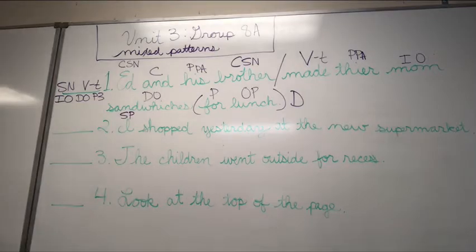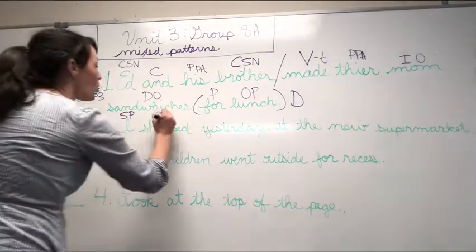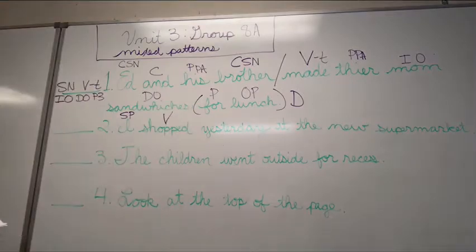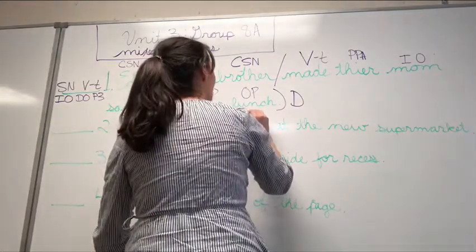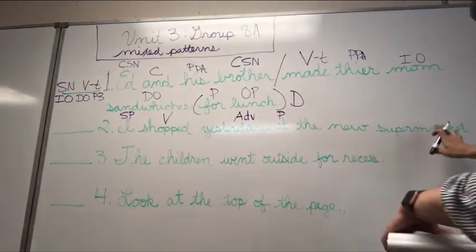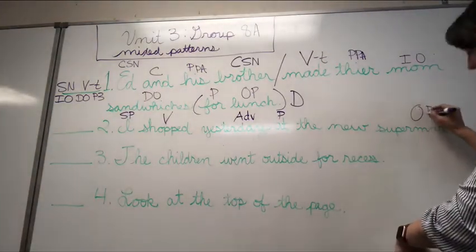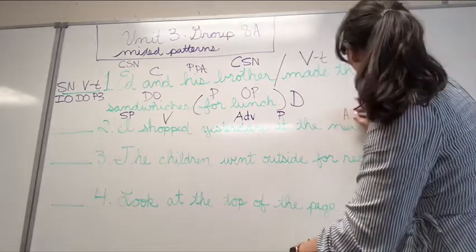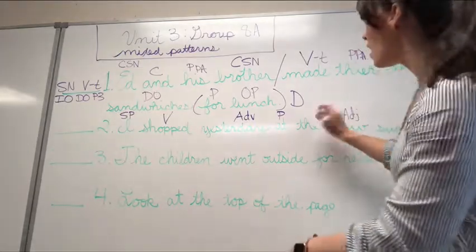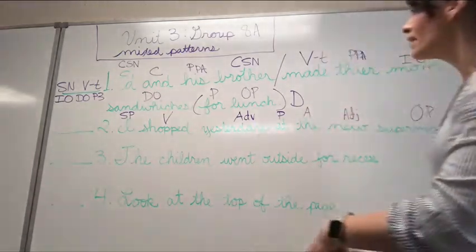What is being said about I? I shopped. Verb. Shopped when? Yesterday. Adverb. At. Preposition. At what? The supermarket. Object of the preposition. What kind of supermarket? New. Adjective. The, article adjective. All right, let's look at this sentence.